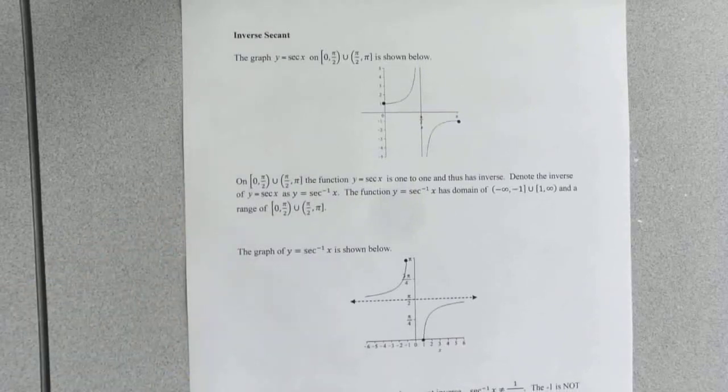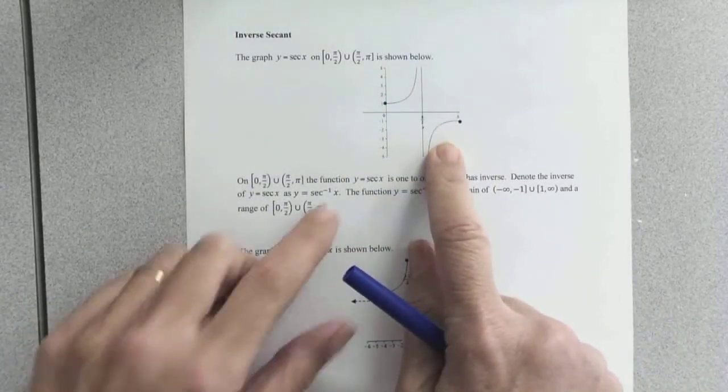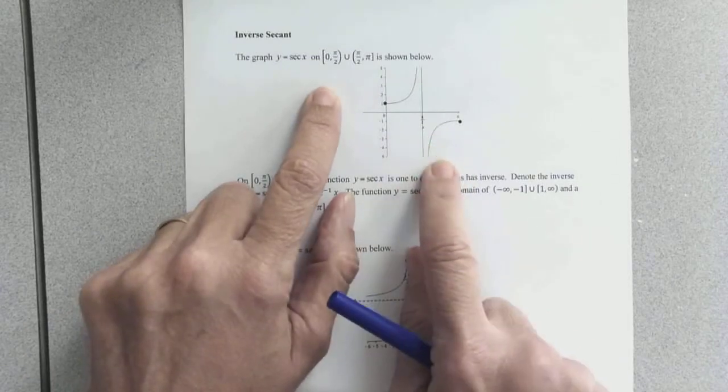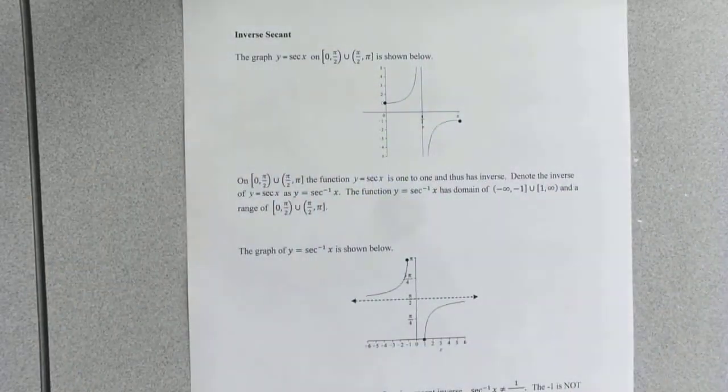Okay, inverse secant. Again, secant on its full domain is not one-to-one, so mathematicians have decided, when we want to talk about inverse secant, to restrict it to 0 to pi over 2 and pi over 2 to pi. Notice the asymptote at pi over 2, because at pi over 2, secant is undefined.